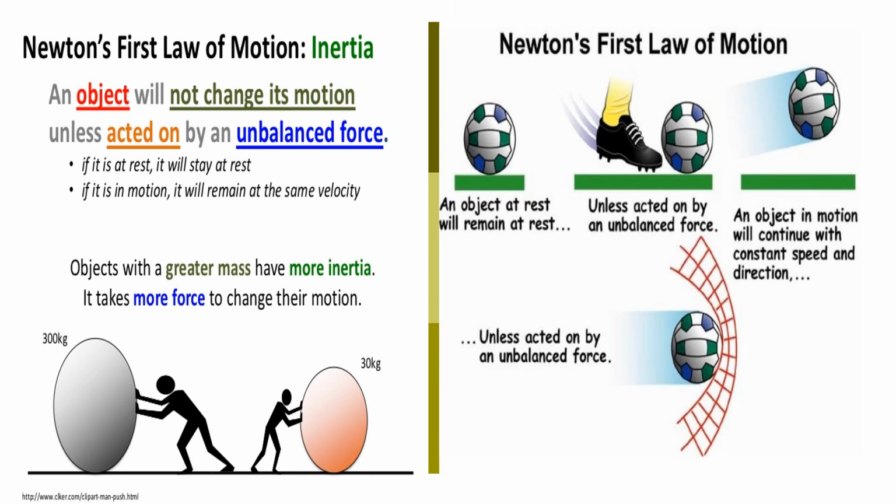There is an example for inertia, an example of Newton's first law of motion. You can see two objects on the right and left hand side. An object will not change its motion unless acted on by an unbalanced force. Number one, if it is at rest, it will stay at rest. Number two, if it is in motion, it will remain in motion with the same velocity. Objects with a greater mass have more inertia, as it takes more force to change their motion.